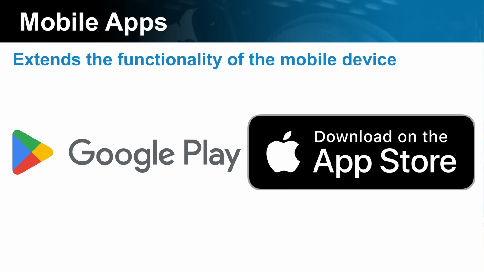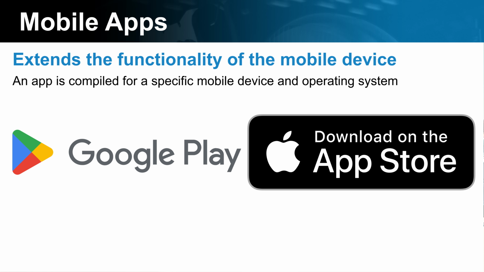Mobile apps extend the functionality of the mobile device. Apps are different from applications that you would run on your computer, as they have fewer features and functionality and are specifically designed for mobile devices. An app is compiled for specific mobile devices and operating systems, leading to many variations. Unlike computer software, which can run on many computers as long as system requirements and architecture are compatible, mobile apps need to be compiled for the hardware and OS of each mobile device, which can vary quite a bit.